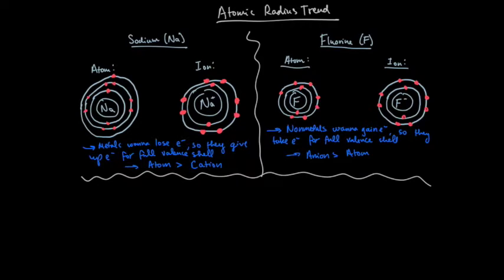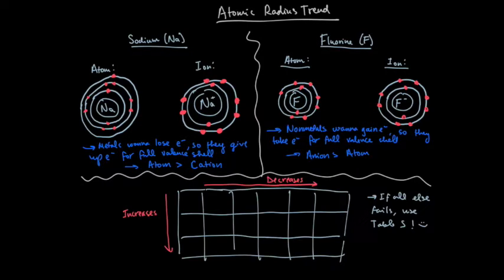Now across a period, we're thinking about the pull between the protons and the electrons. Because they're opposite charges, they're pulling on each other. And so the more protons you add on, the stronger the pull these protons will have on the electrons. And that happens as you go across the period from left to right.